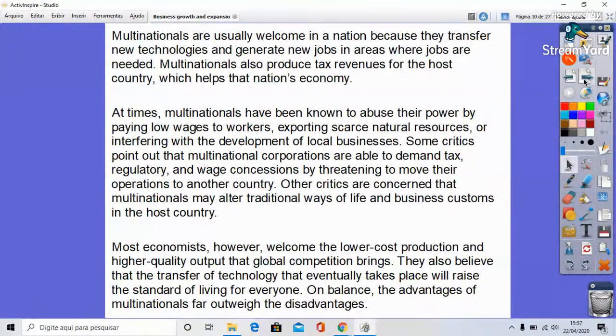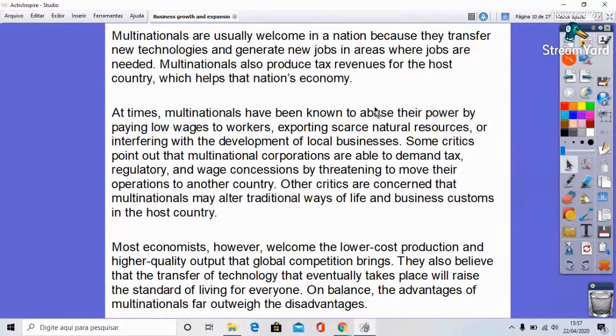Multinationals are usually very welcome in any country because they can transfer new technologies and generate a lot of new jobs in areas where jobs are needed. They can also produce tax revenues for the host country, which helps the nation's economy. So the multinational comes, let's say, to Brazil, the government can make money by the tax revenues, and it can also generate jobs.